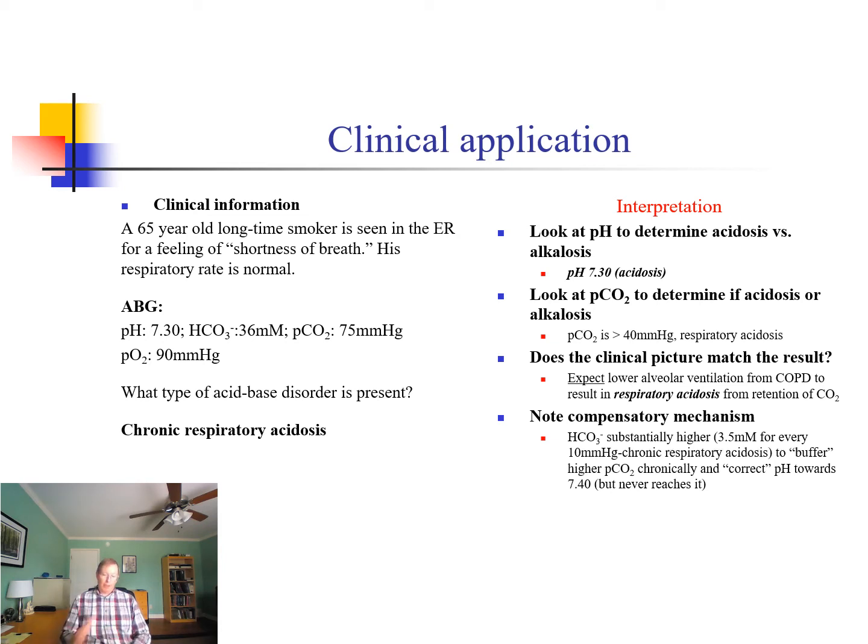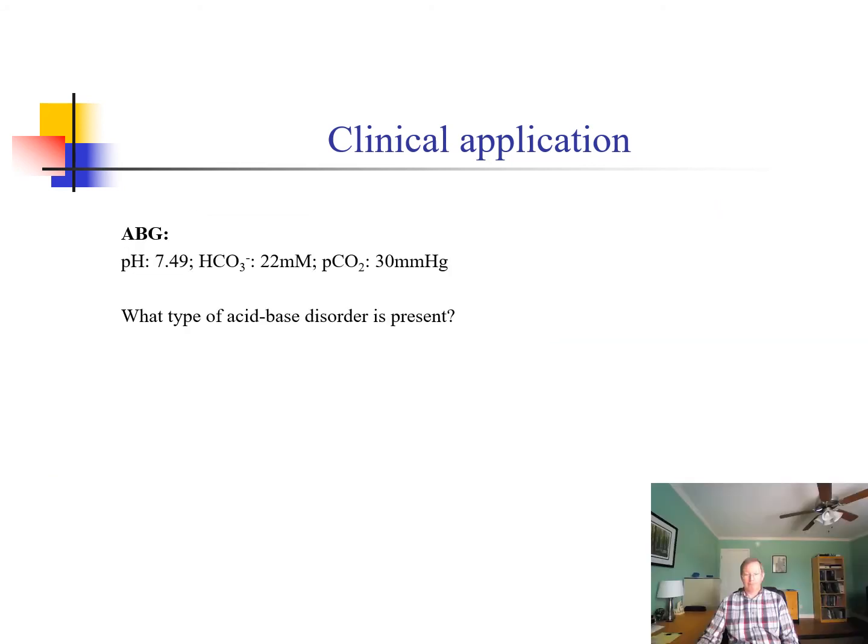I've gone up from 40 to 75, which is a total of 35 millimeters of mercury, and I get a 3.5 millimolar bicarbonate change for every 10, which gives me an increase in the bicarbonate to 36 millimolar. So this is a chronic respiratory acidosis.